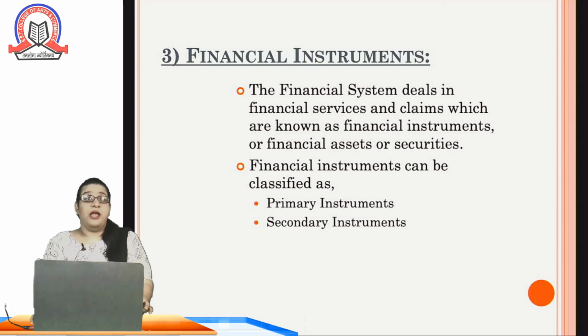Like I said, primary instruments are those which are newly issued securities, like shares, when a new company starts, they issue the shares for the first time. Those are called primary instruments. And secondary instruments means those which are already issued, which are already dealt in the share market. Those are called secondary instruments. So this is the third component of the financial system, that is, financial instruments.